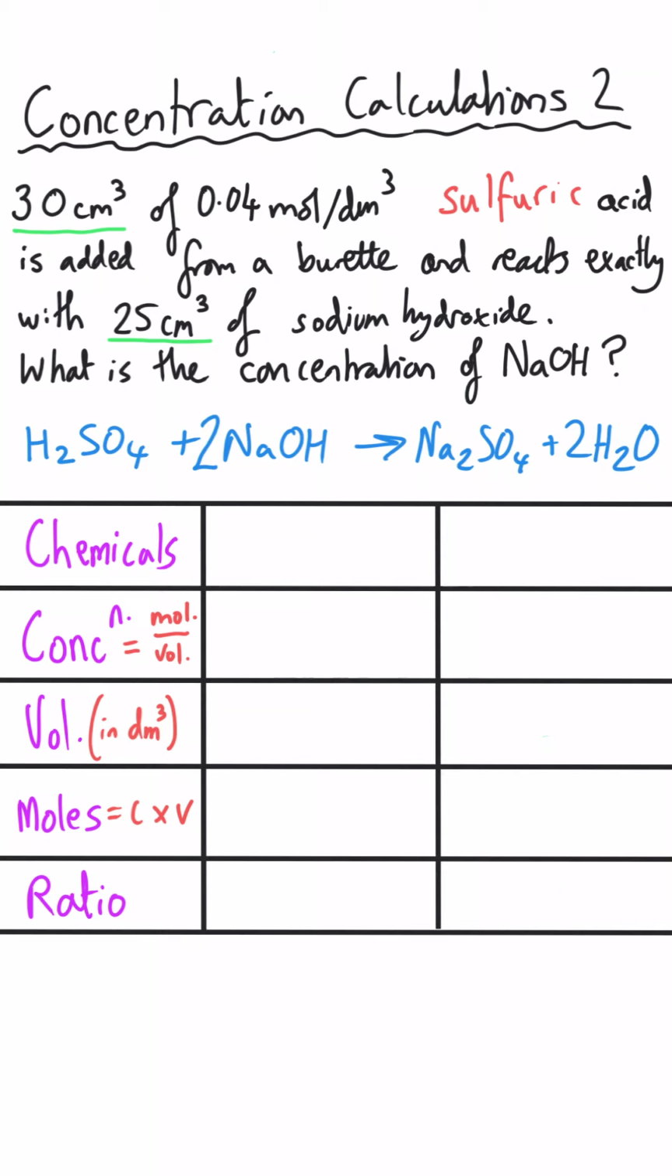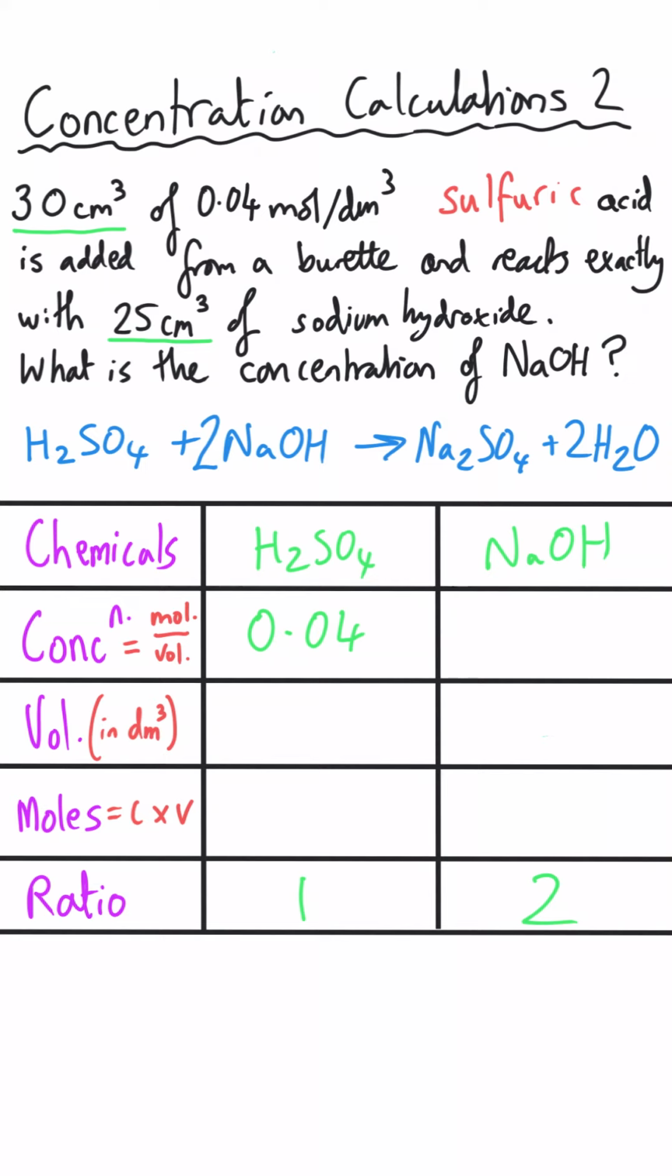The first difference in this equation is obviously that we're working with sulfuric acid in this question, and as a consequence of that, the ratio has changed. So in our chemicals row, we're going to put our sulfuric acid and our sodium hydroxide, and we're going to transfer from the equation the ratio of 1 to 2, and that's going to be really significant in a moment. The concentrations and volumes have also changed. Sulfuric acid is now 0.04 moles per decimeter cubed, and the sodium hydroxide is still the unknown.